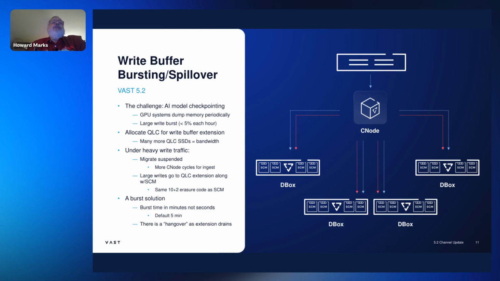The reason QLC spillover is so powerful is while each QLC SSD in your cluster is slower than each SCM SSD in your cluster, there are many more QLC SSDs than there are SCM SSDs. And so by spreading this write across many more QLCs, we get much more aggregate bandwidth.